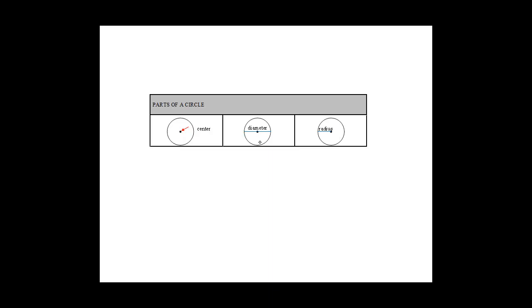I want you to notice the relationship between the diameter and the radius. The diameter, which is this distance here, is equal to 2 of this distance, which is the radius. So the diameter equals 2 times the radius.